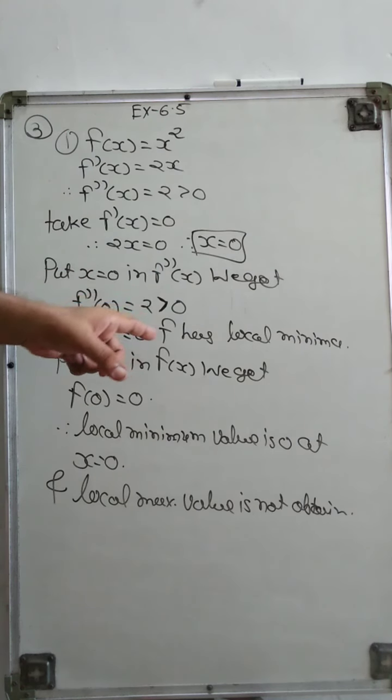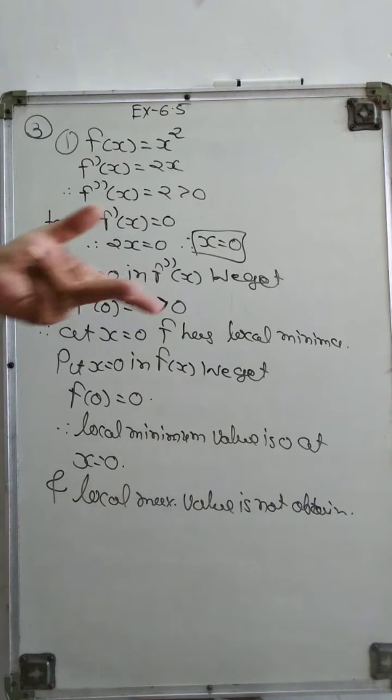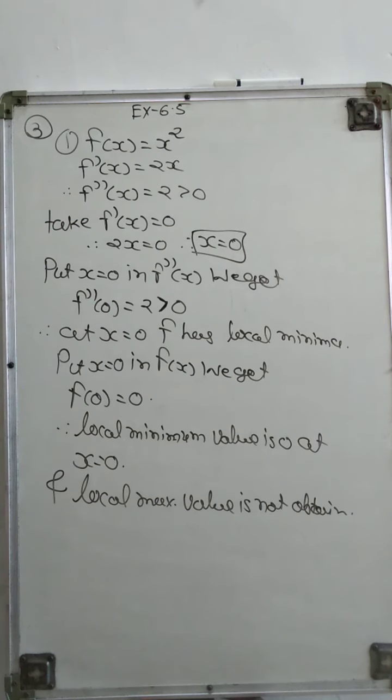If less than occur, then we put maximum value. So here at x equal to 0, f has local minimum value, and the value is, when you put this value in the original function, then you get the local minimum value of the function. So local minimum value is 0 at x equal to 0. This sum is quite important. Now all the sums you listen, understand carefully, read carefully and see carefully.